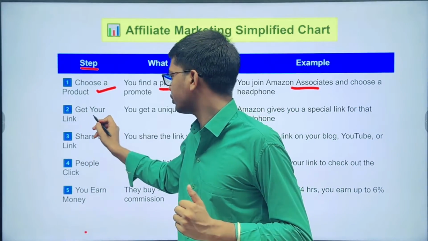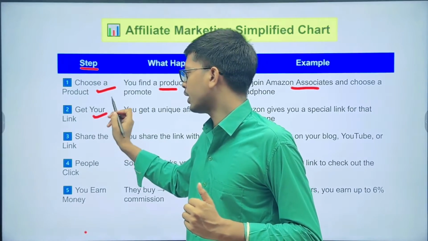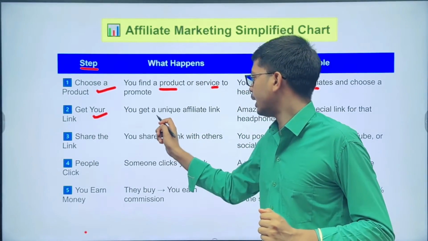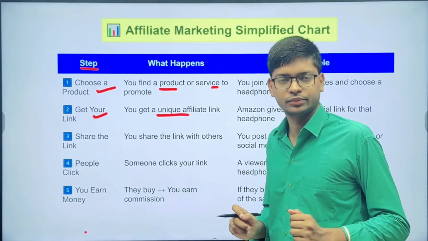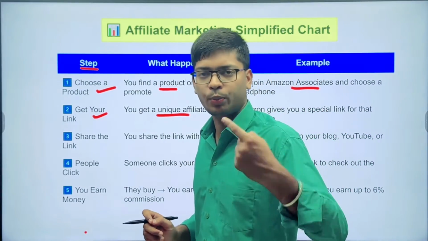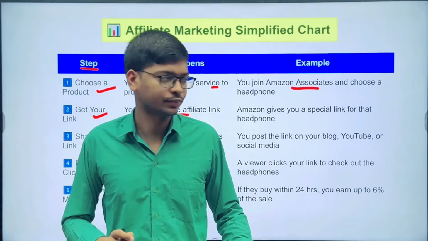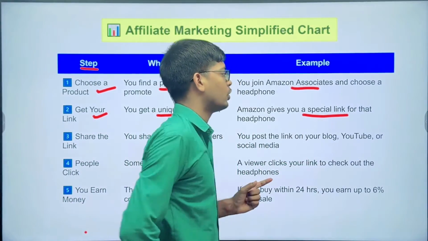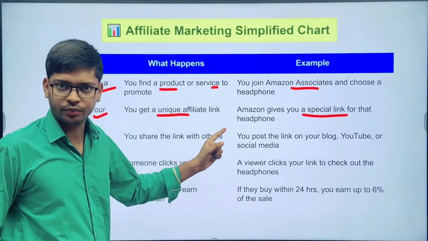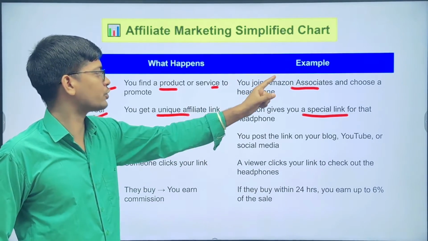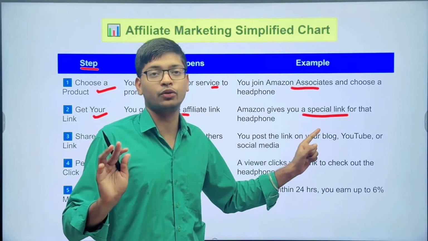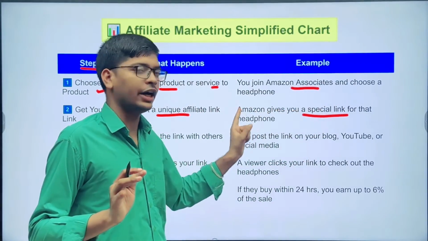The second step is to get your unique link. You get a unique affiliate link for whatever service or product you want to promote. For example, you choose a headphone to promote, and Amazon gives you a specific link for that headphone.